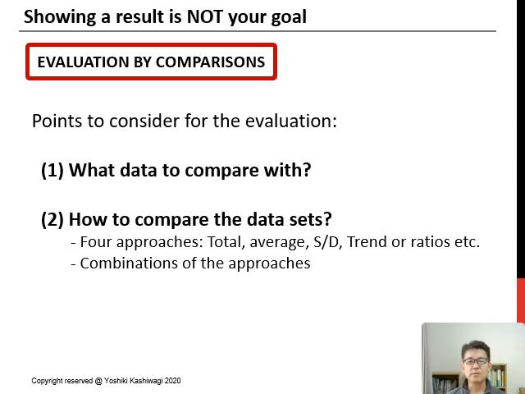The second question is how to compare the data sets. That's more technical stuff. We've learned four approaches to see the data: total, average, standard deviation, trend or ratio, whatever. You have to wisely choose the right approach to see or compare the data. The approach should fit your goal and your conclusion. Sometimes you can combine approaches: I will use average plus trend, or average plus standard deviation plus ratio.